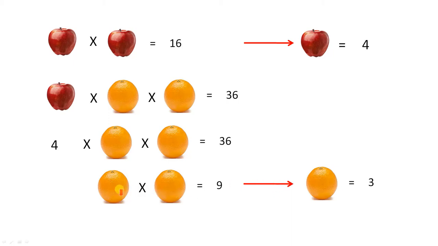Since these two are the same, each of these numbers is the same. So that means the orange must be 3. That's quite straightforward. Because 3 times 3 equals 9.